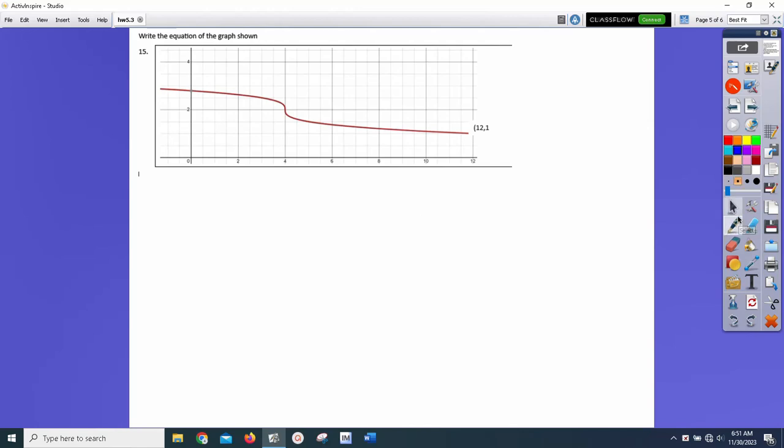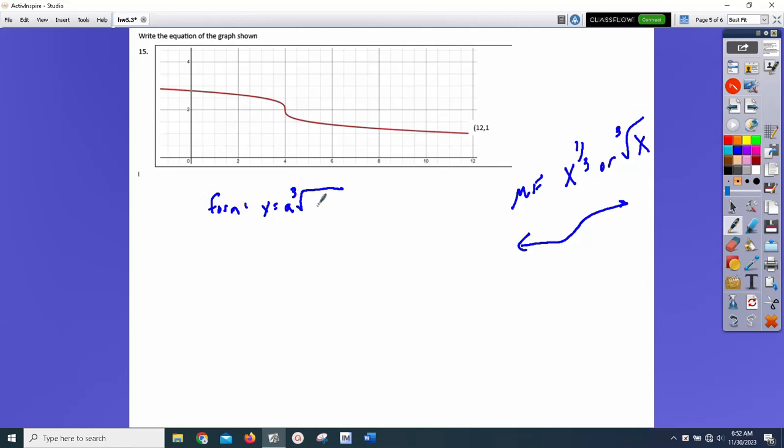So I know that the mother function for this thing is going to be x to the 1/3, or the cubic root of x, because that function looks like this. So let's see what I know here. If I think about my form, which is y equals a times the cubic root of x minus h plus k. Notice how it's been reflected. I know that a is negative.